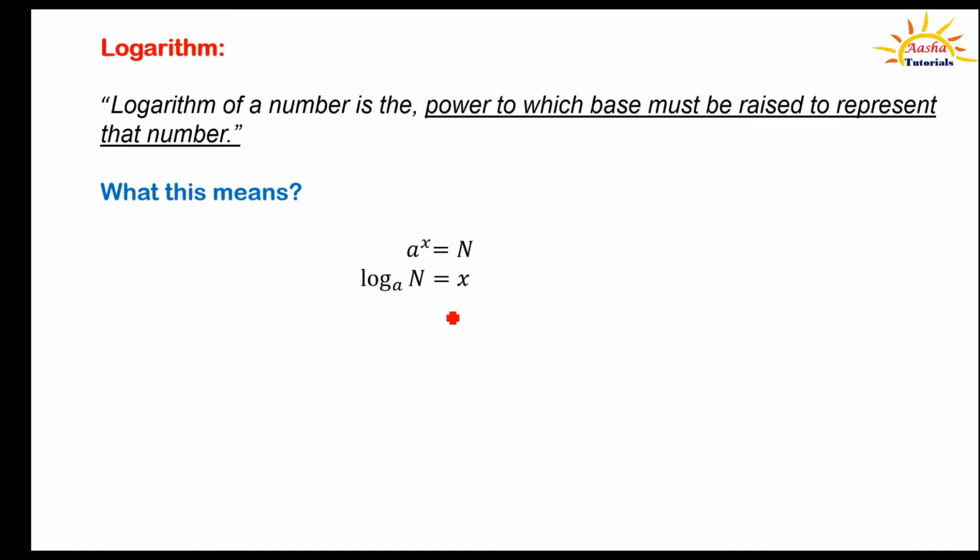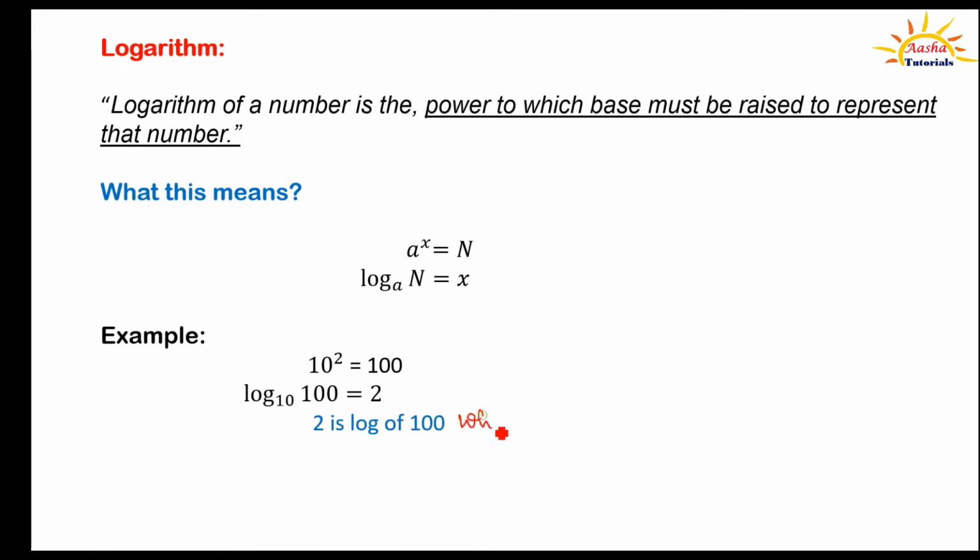Let us take another numerical example so you understand this better. Suppose 10 raised to 2. You know that 10 raised to 2 is 100. Now apply this definition which we just discussed and find the log. If I want to write the same thing, how do I write? Log of 100 to the base 10 is 2. It means 2 is the log of 100 when the base is 10.